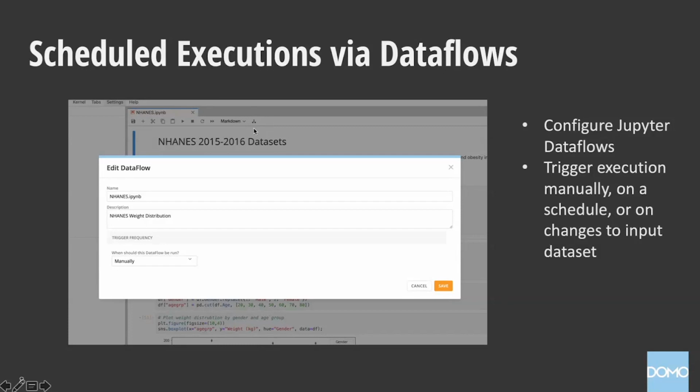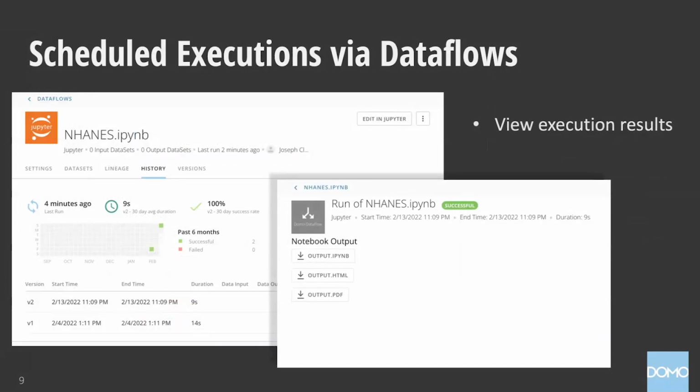And if you click on the Dataflow button, you get this screen where you can create a data flow. You can modify the schedule, so you can either run it manually, you can run it every day on a schedule, or every month, or however frequently you would like, or you can set it to run on a trigger based on the changes to input data sets.